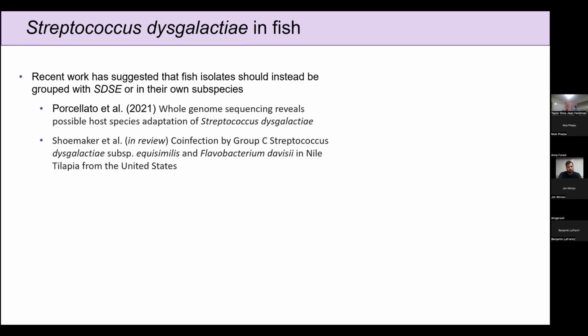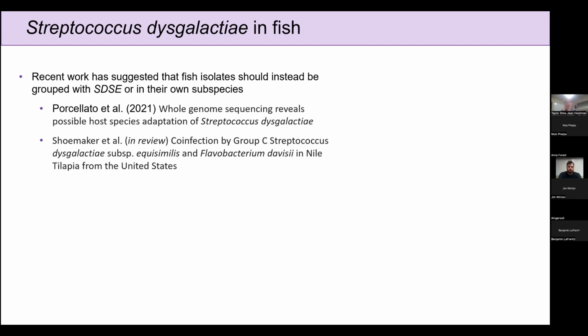Recent work, however, that's incorporated more of a whole genome approach has suggested that they should instead be grouped with subspecies equisimilis, or even within their own subspecies. So Porcelato et al. did a really lovely paper that wasn't focused on fish isolates, but included some. And in that, he hinted that those isolates maybe should be considered their own subspecies, as well as some of the other SDSE animal host-specific clades.